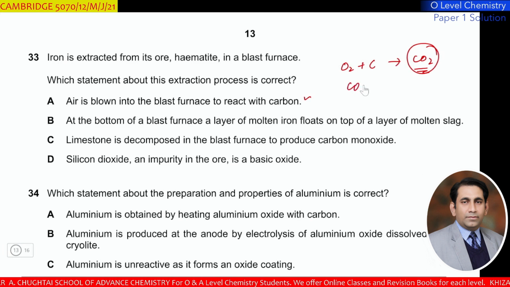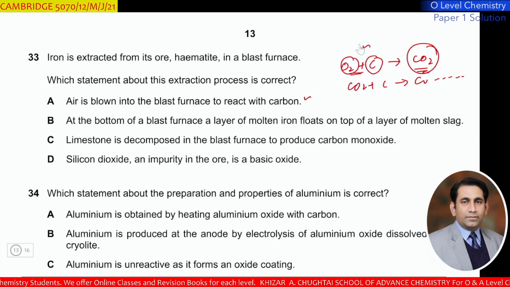Then further CO2 reacts with the carbon to make CO and so on. So the first reaction is air is blown into the blast furnace to react with the carbon. To start the reaction of carbon, hot air is blown. Yes, A1 is the correct option.